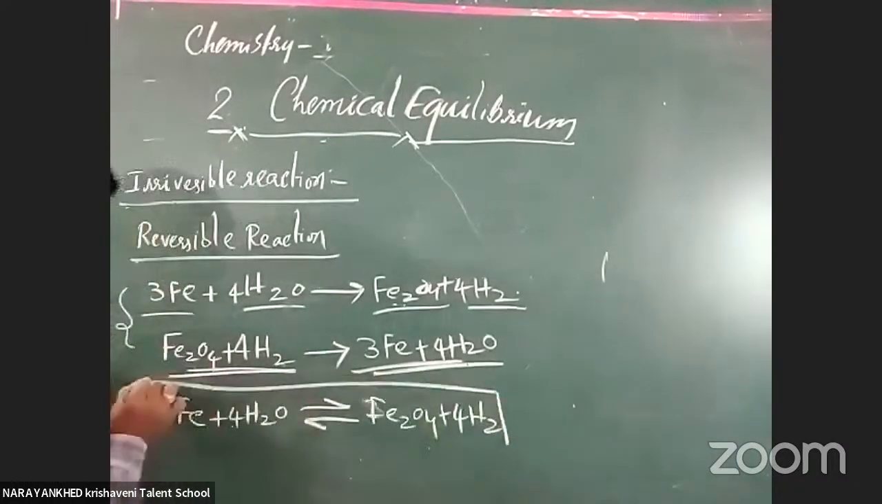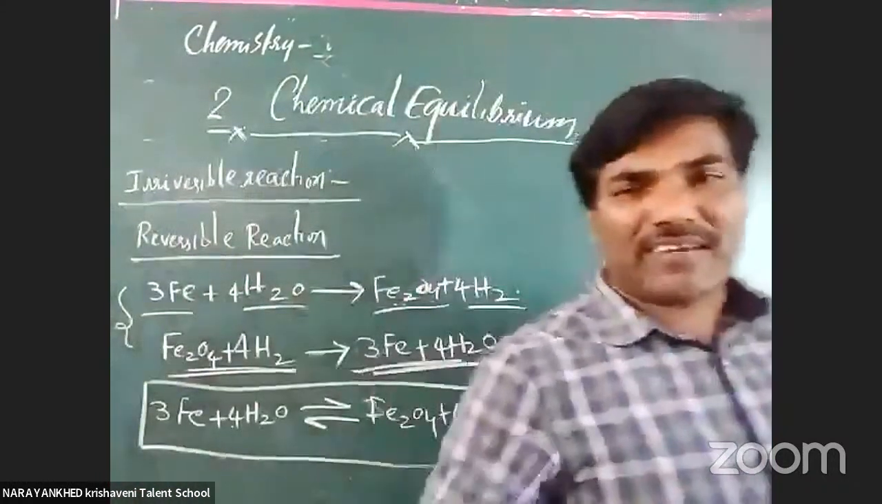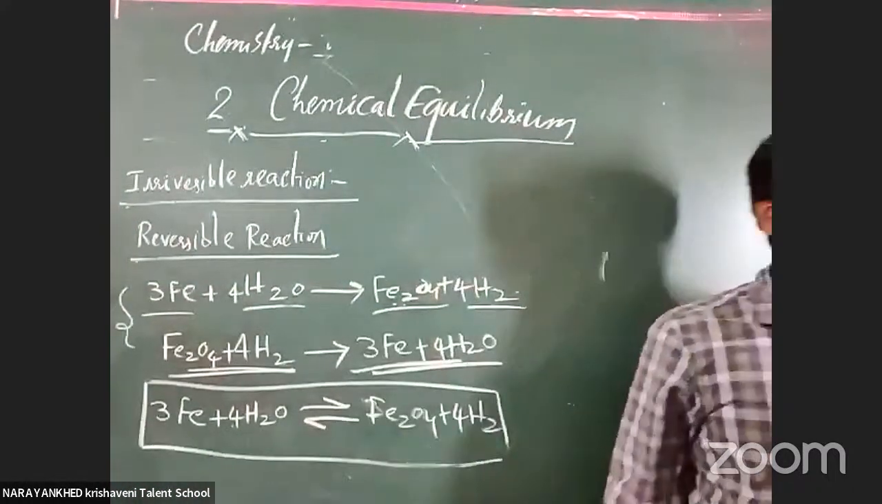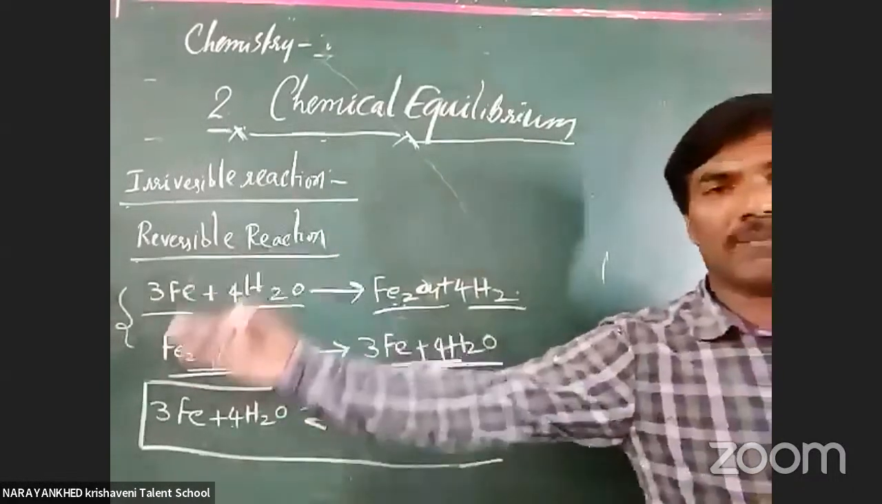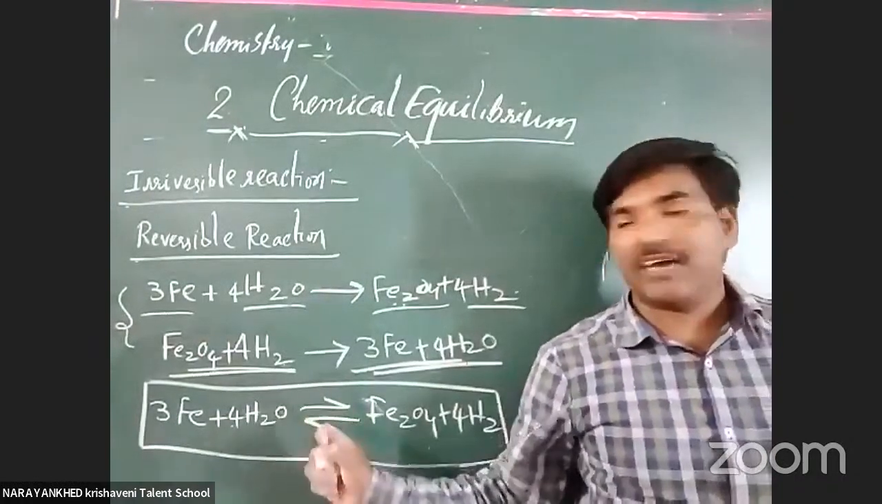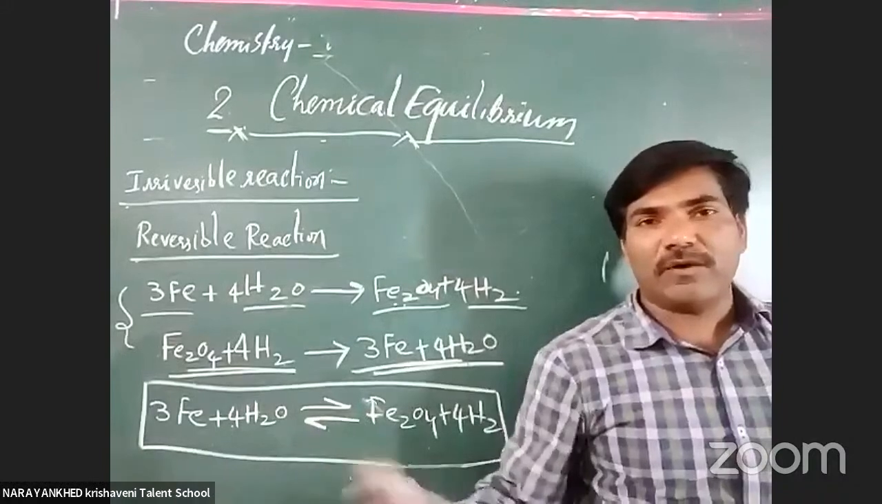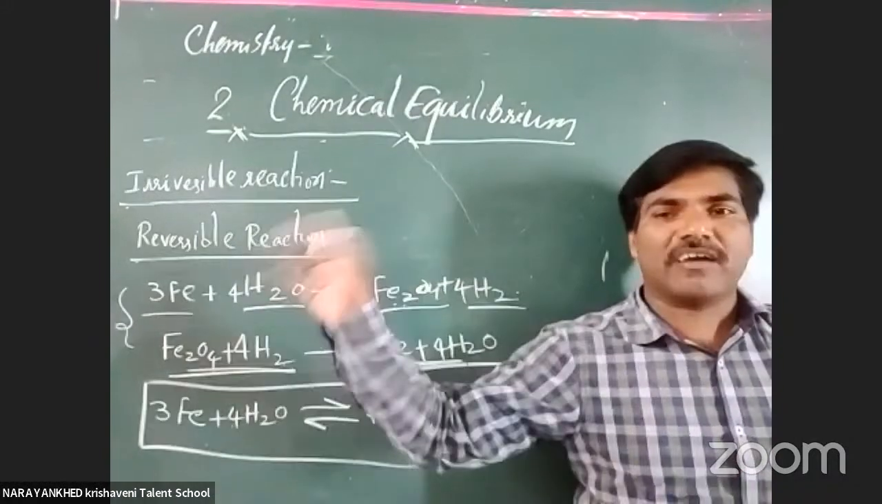What does this indicate? The reversible reaction. We can't say this is the reactant and this is the product. Once the reactant becomes product, the product again becomes reactant. These types of reactions are called reversible reactions. In a reversible reaction, we can't say it is completed.